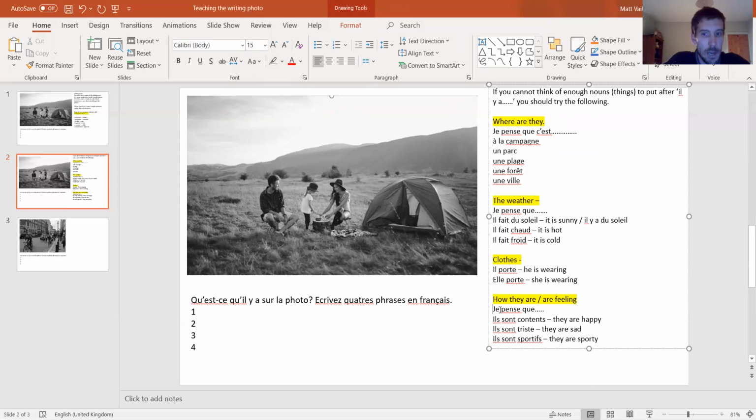So je pense que, and then you can use this ils sont, they are. Je pense que ils sont. Ils sont a great one to learn. Make a post-it of it, stick it somewhere. Ils sont, they are. And you could literally go with je pense que ils sont contents. I think that they are happy.